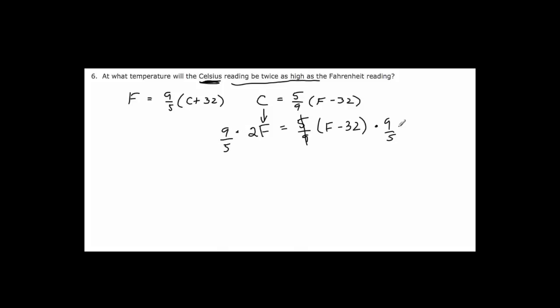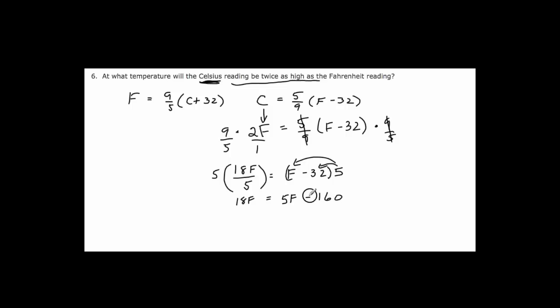So now our 5/9 and our 9/5 cancel. So over here, we have top times top. So that's 18F over 5. And that equals Fahrenheit minus 32. Well, we still have a problem because we have a fraction. We have a 5 as the denominator. So we've learned in class that if I multiply by that denominator on both sides, I can cancel it out. So 5 divided by 5 is 1, and then 1 times the 18F is 18F. Then this side, I simply do the distributive property. So I'm going to have 5F minus 160.